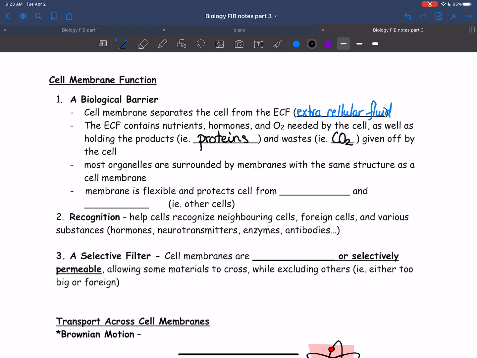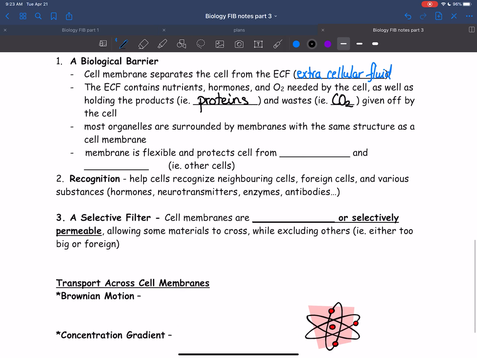Okay, membrane-bound organelles is one of the features that we saw of eukaryotic cells. Okay. So the membrane is flexible and protects the cell against abrasions. Abrasions is like trauma, right? So if I hit my hand against the desk, I'm going to be protected there. It's not going to just, all the contents of my cell are going to flow out, okay? And also from invaders.